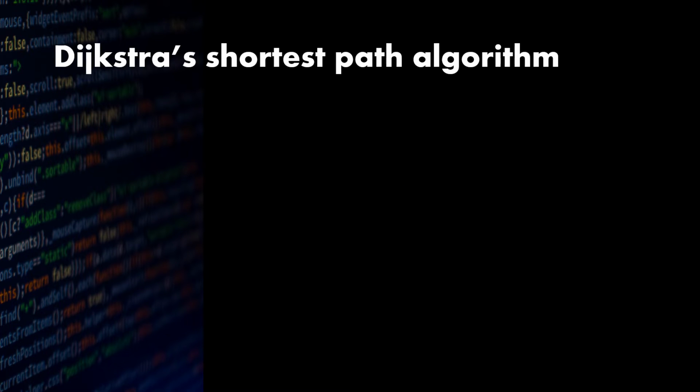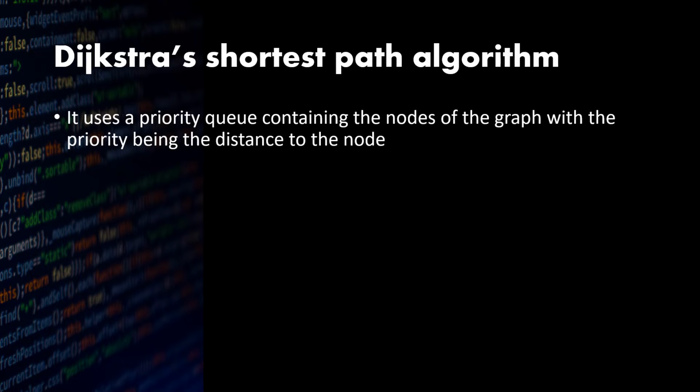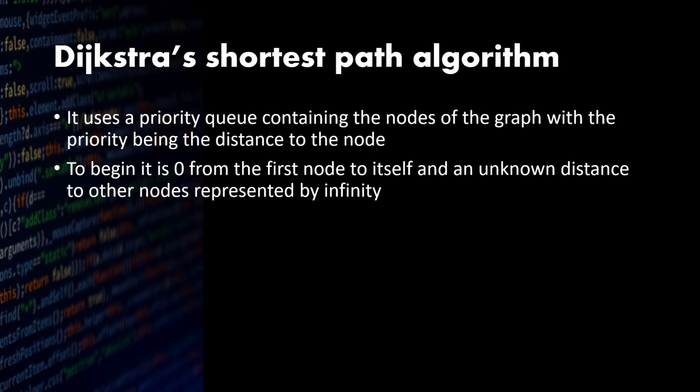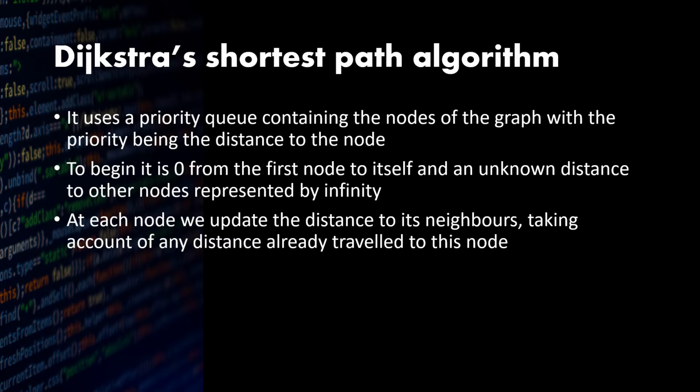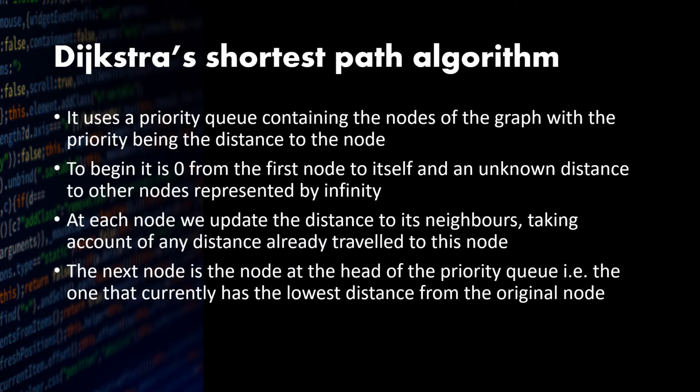The algorithm uses a priority queue containing the nodes of the graph, with the priority being the distance to the node. To begin with, it is 0 from the first node to itself and an unknown distance to other nodes, represented initially by infinity. At each node, we update the distance to its neighbours, taking account of any distance already travelled to this node. The next node is the node at the head of the priority queue, that is, the one that currently has the lowest distance from the original node. Let's take a look at an example.